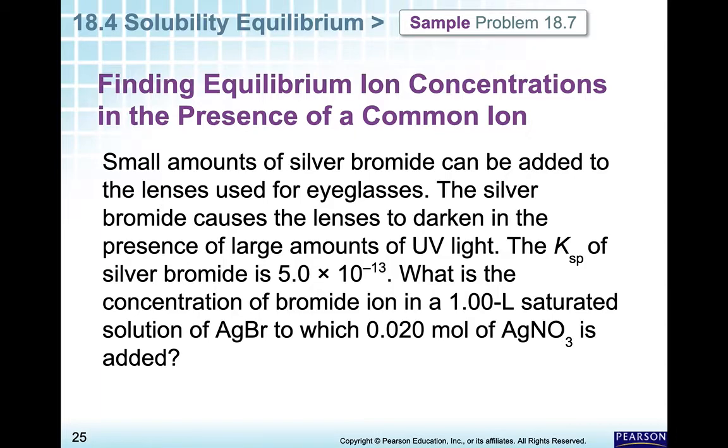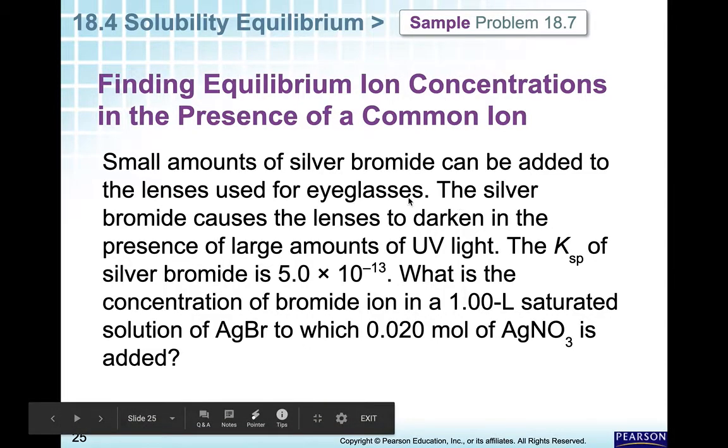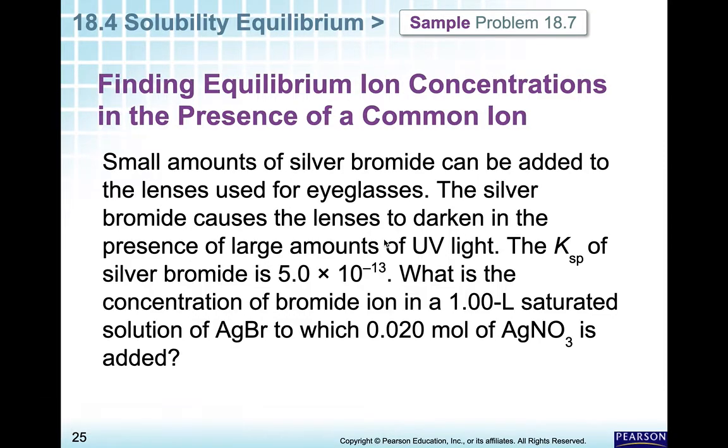Silver bromide is added to lenses in your glasses if you've got the fancy glasses that change color in the sunlight and darken. The reason they do that, this is actually pretty awesome, is that the silver bromide causes the lenses to darken in UV light. The Ksp of silver bromide is 5 times 10 to the negative 13th.